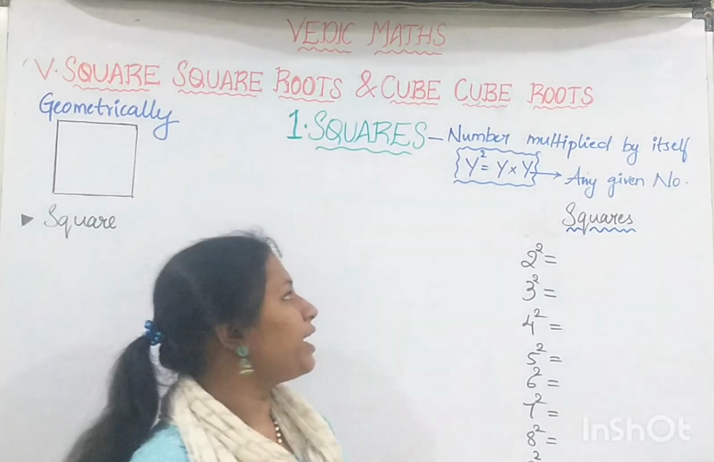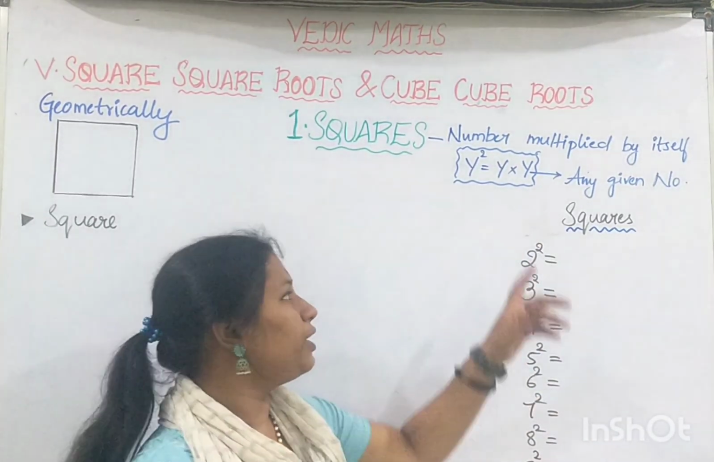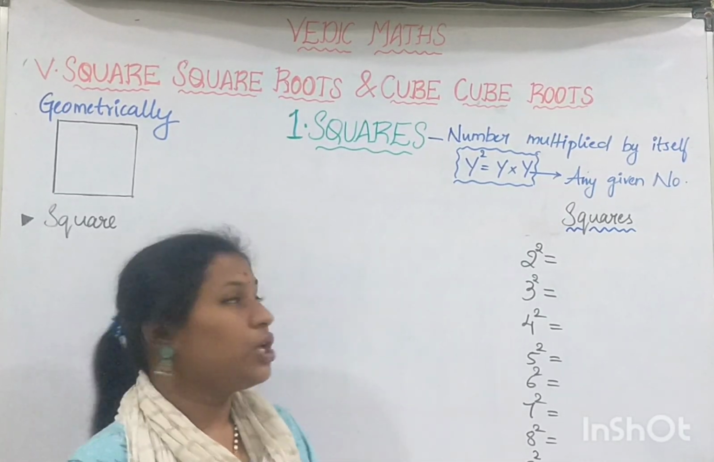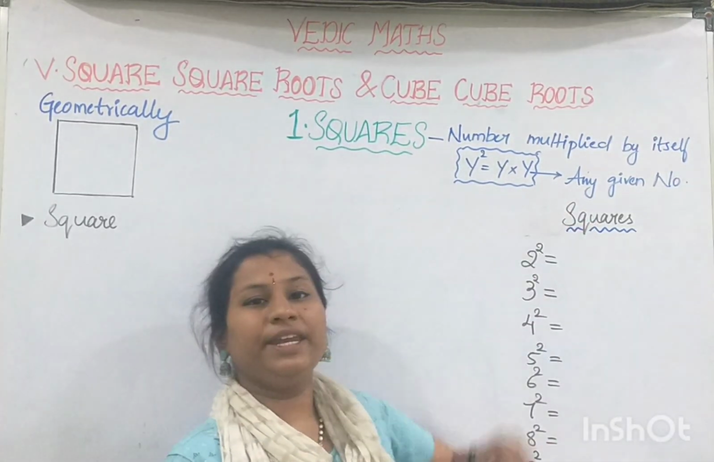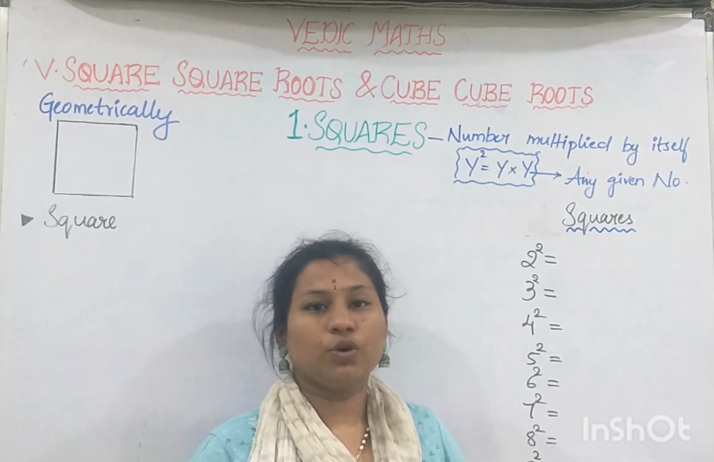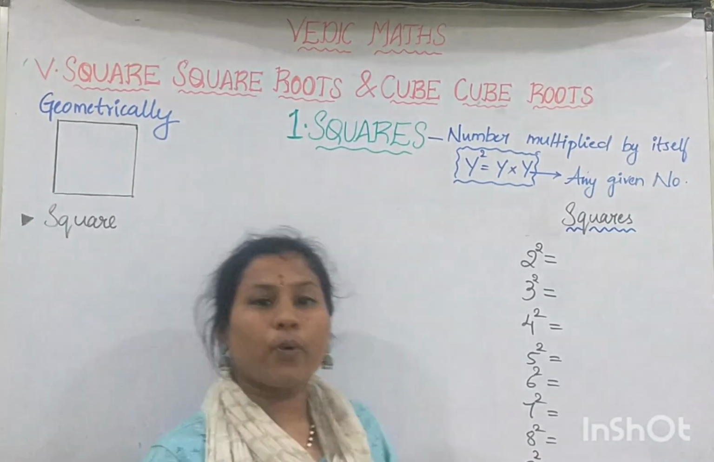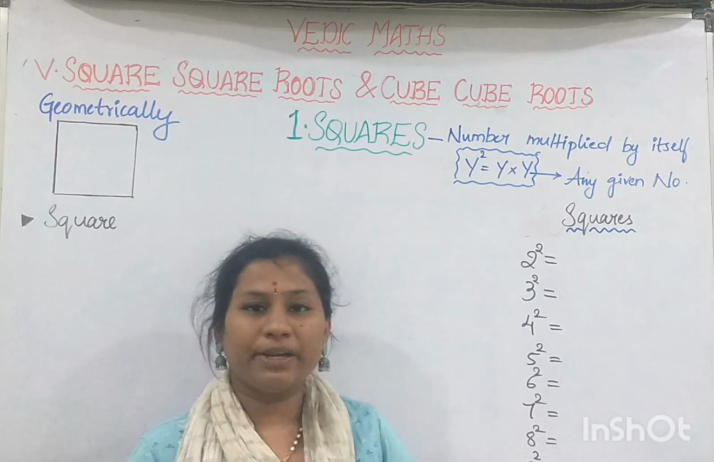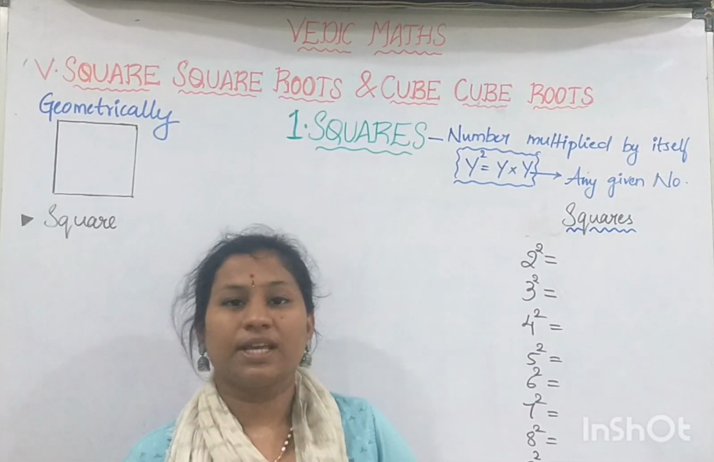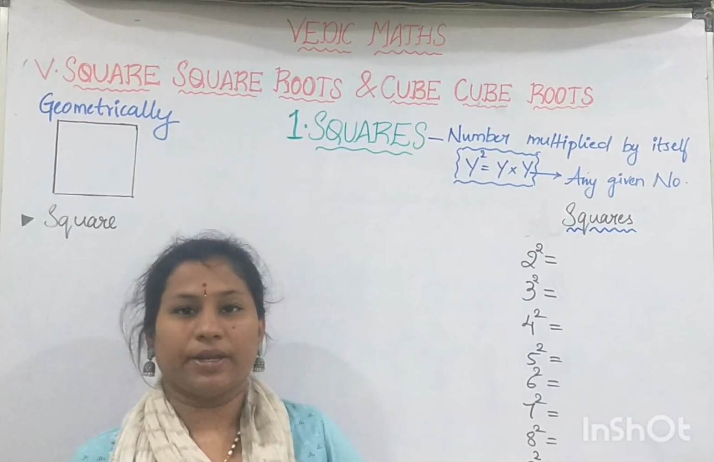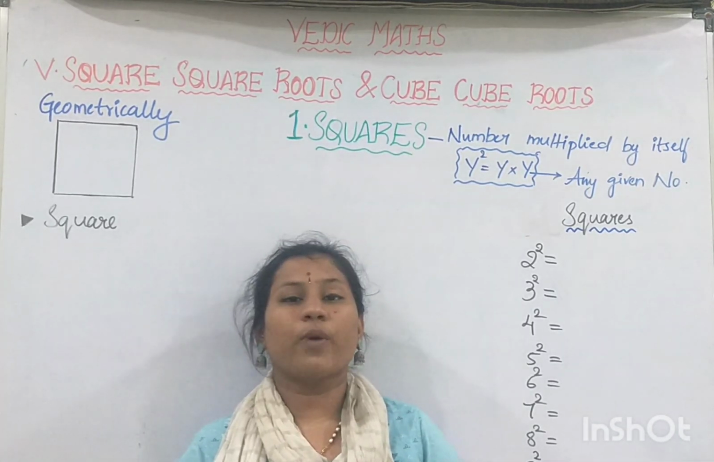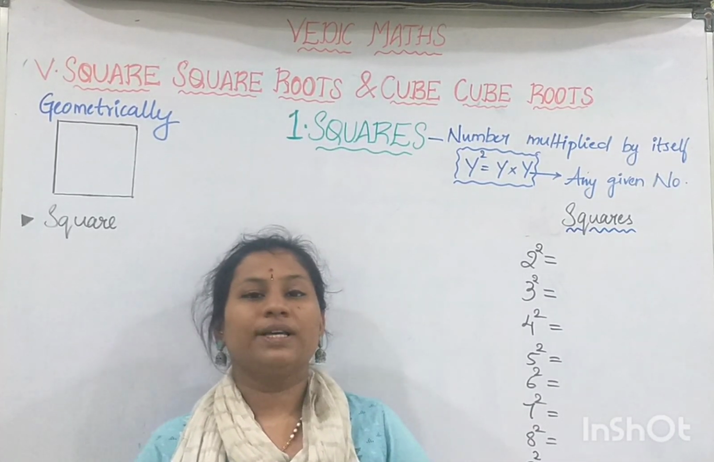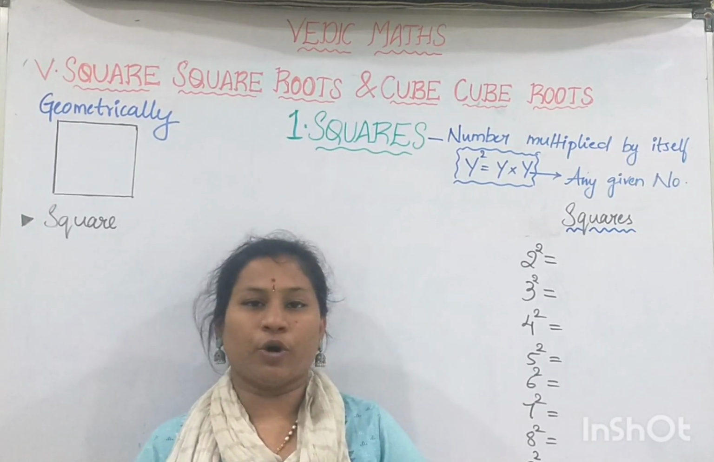Here I have taken y, but I can take x or any letter, any variable. So here y is any given number. What is meant by square? Square means a number multiplied by itself, meaning a given number is multiplied 2 times. Then it is called a square. In lower classes we know a square is a geometric figure, so here also let us see how a square is a geometric figure.